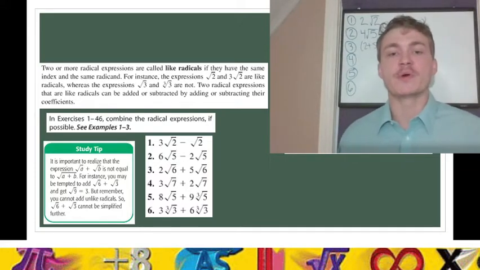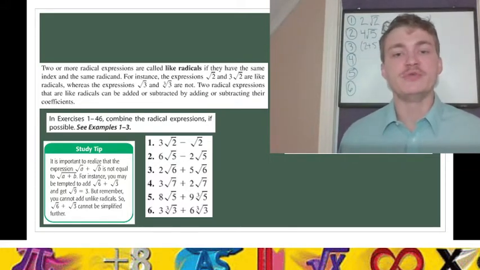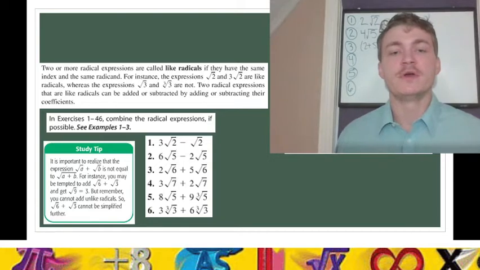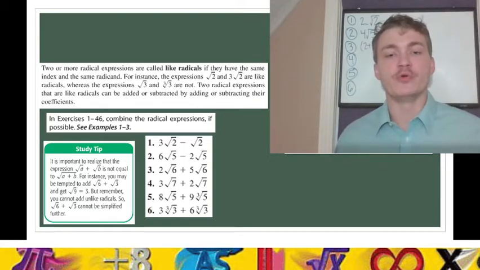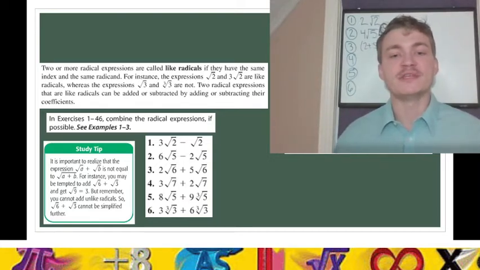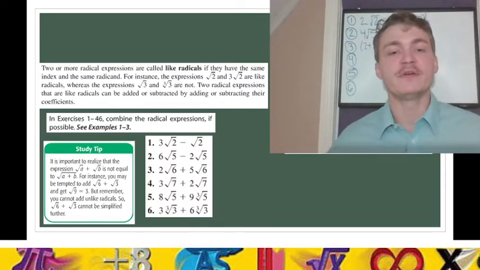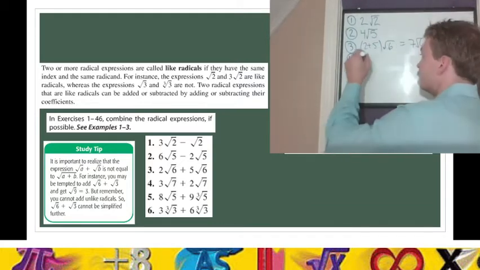Number 4, 3 square roots of 7 plus 2 square roots of 7. Our radical has an index or root of 2 and a radicand of 7. Thus, these are like radicals. We combine the coefficients for number 4. 3 plus 2 is 5, giving us 5 square roots of 7.